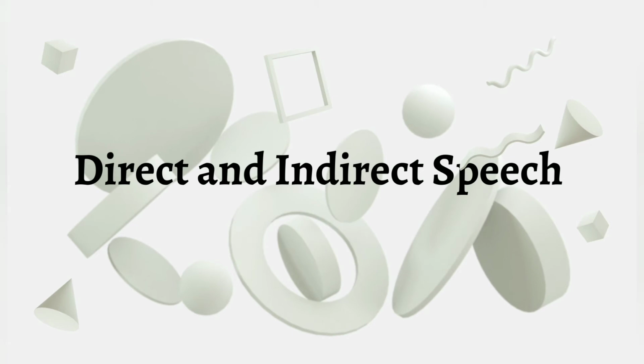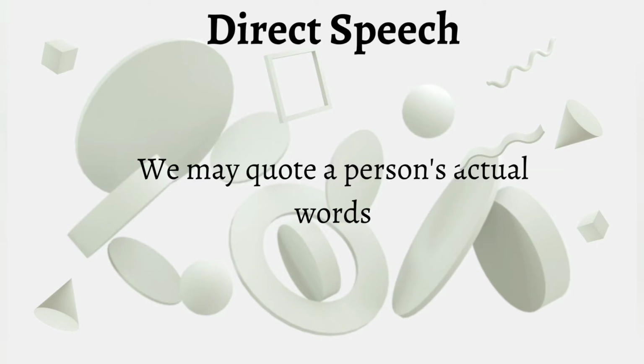Let us learn about direct and indirect speech. We may report the words of a speaker in two ways. Number one, direct speech. Number two, indirect speech. Direct speech describes when something is being repeated exactly as it was, usually in between a pair of inverted commas. When we quote a person's actual words, this is called direct speech.